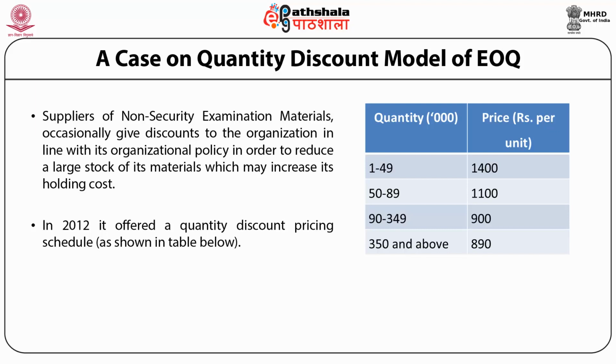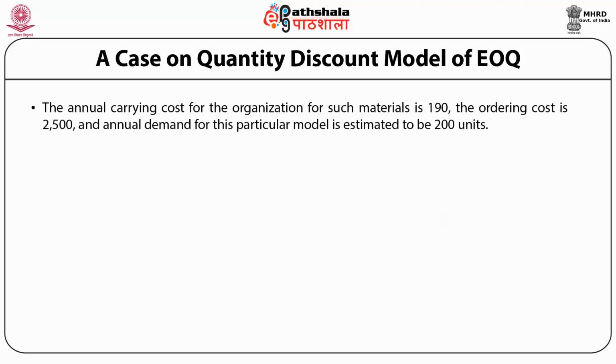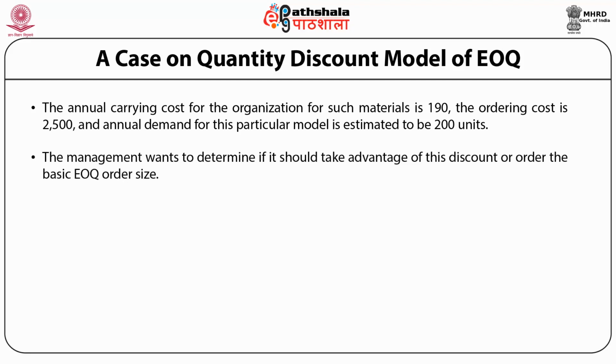Quantity 1 to 49, price 1400; quantity 50 to 89, price 1100; quantity 90 to 349, price 900; 350 and above, price 890. The annual carrying cost for the organization for such material is 190, the ordering cost is 2500, and annual demand for a particular model is estimated to be 200 units. The management wants to determine if it should take advantage of this discount or order the basic EOQ order size.